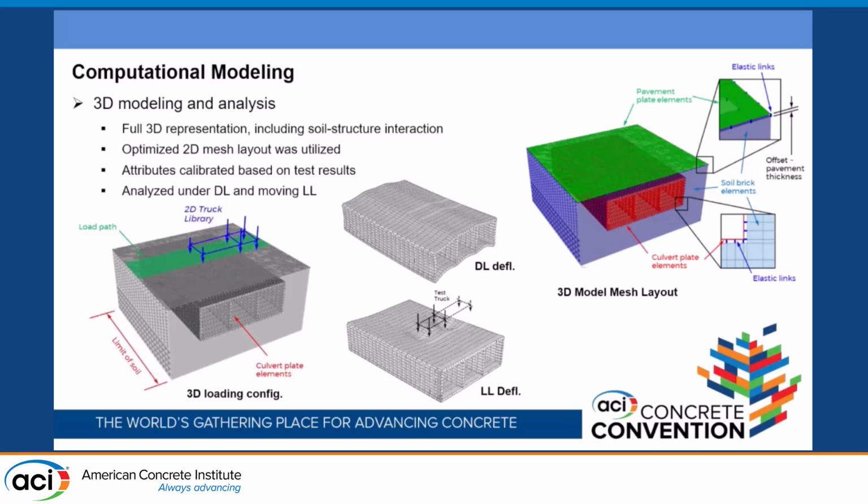The next phase was the 3D modeling. We took the 2D models, extruded them, and created 3D models to have a full 3D representation of the structure, and used these models for calibration of the test results. Obviously, we had to go one level up in element order and complexity. So now we have plate elements for the culverts and pavement, and 8-node solid elements for the soil.